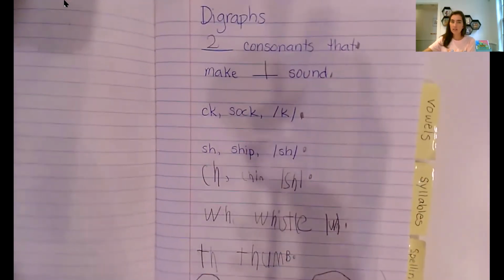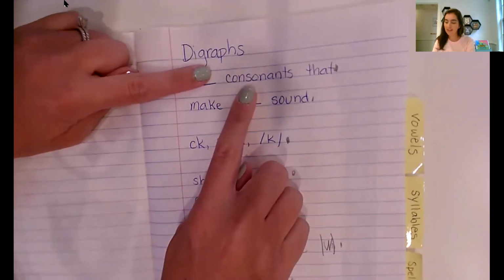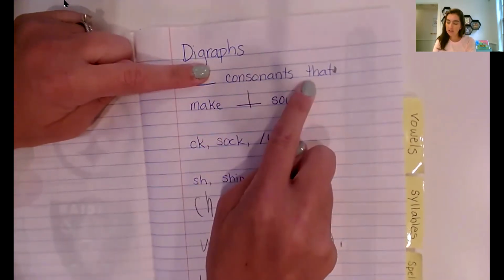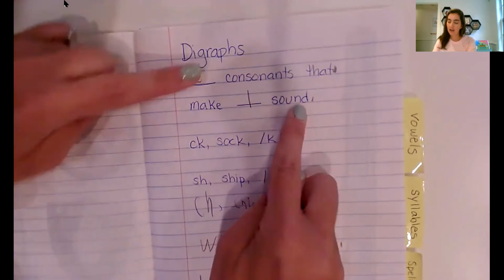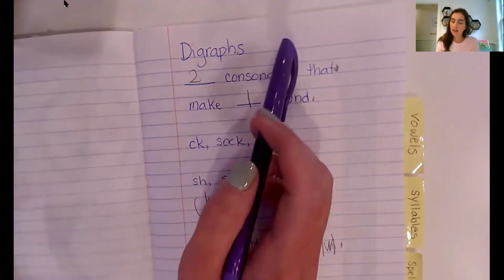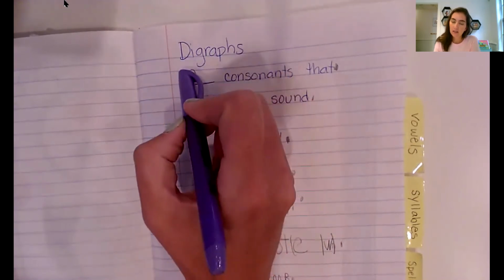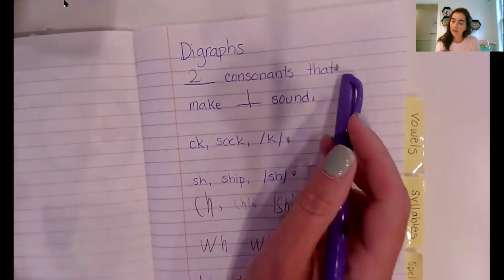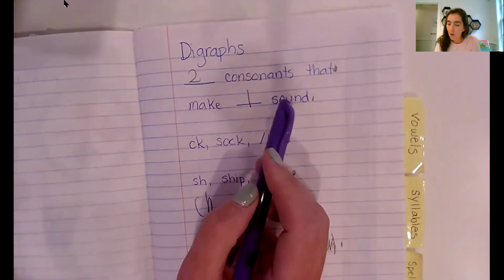Okay, so we're in our consonant section, and pretend that's blank. I have blank consonants that make blank sound. So what should we put in there? What number should we put in? A digraph is how many consonants? That's right, 2. That make how many sounds? 1.